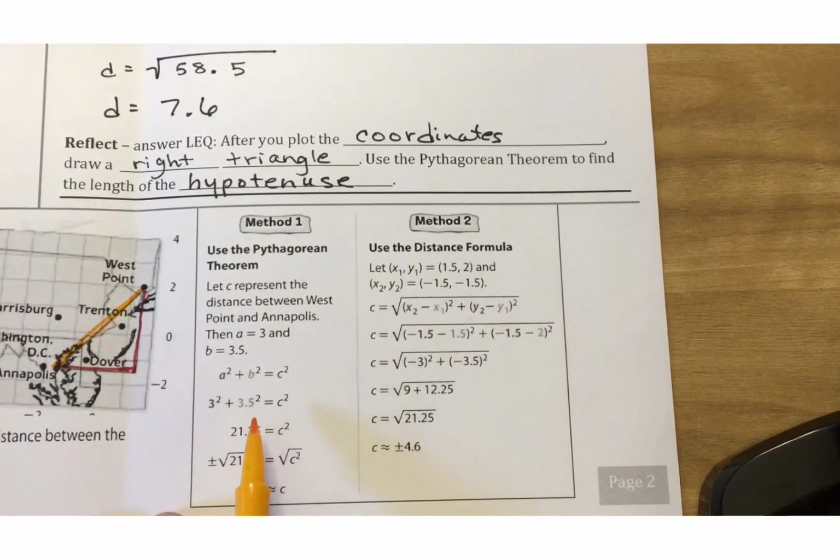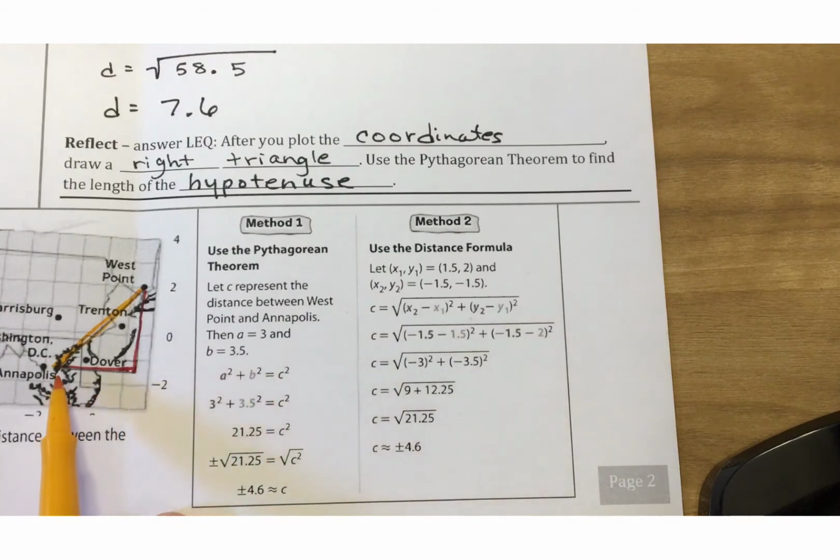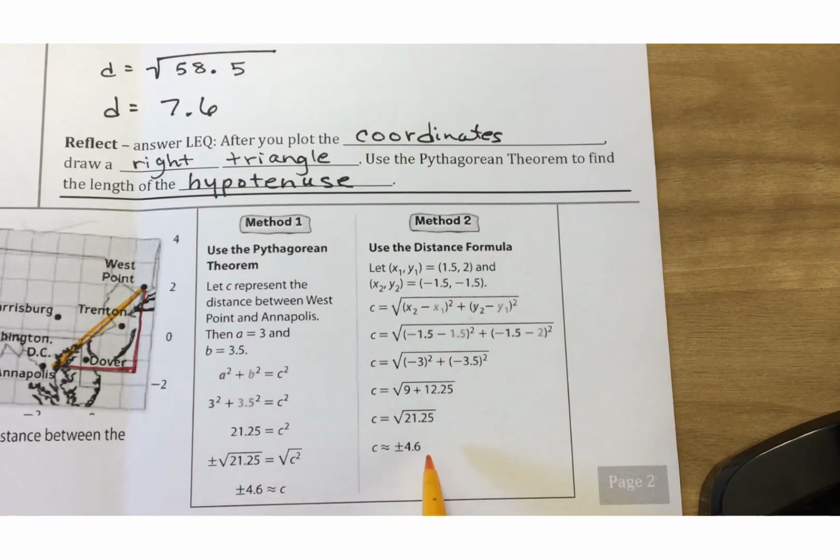Method 1, finding the distance between Annapolis and then this point on the graph, and then likewise the rise. You're going to come out to 4.6, positive or negative, and then here using the distance formula, plugging in your points for x and y, finding the difference, squaring them, adding them, square root, and then approximating it again, you get the same answer.